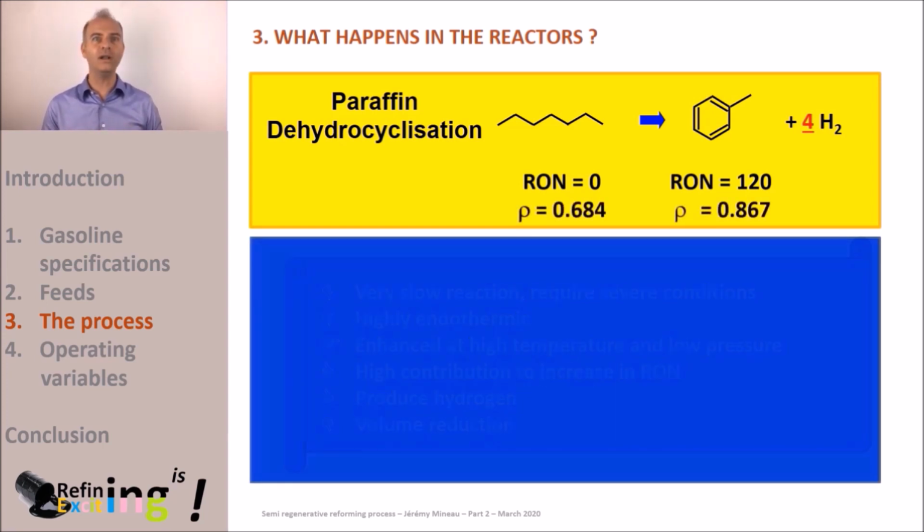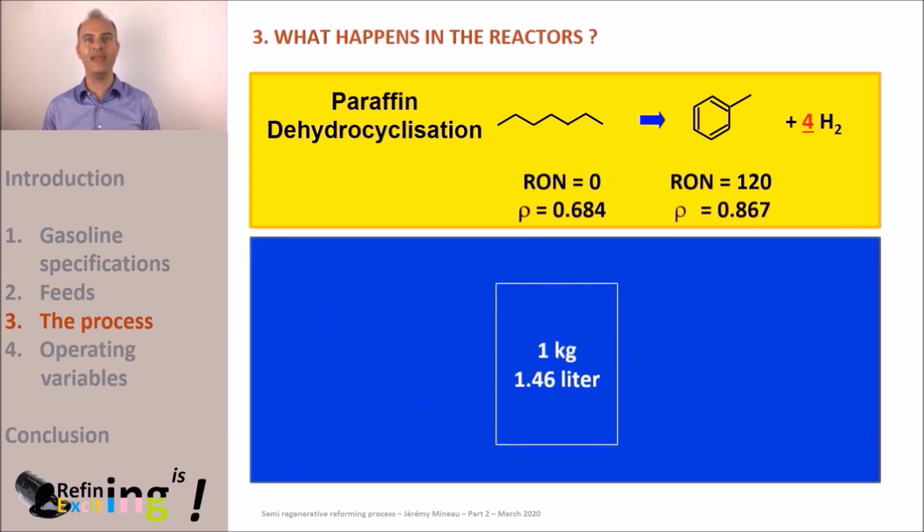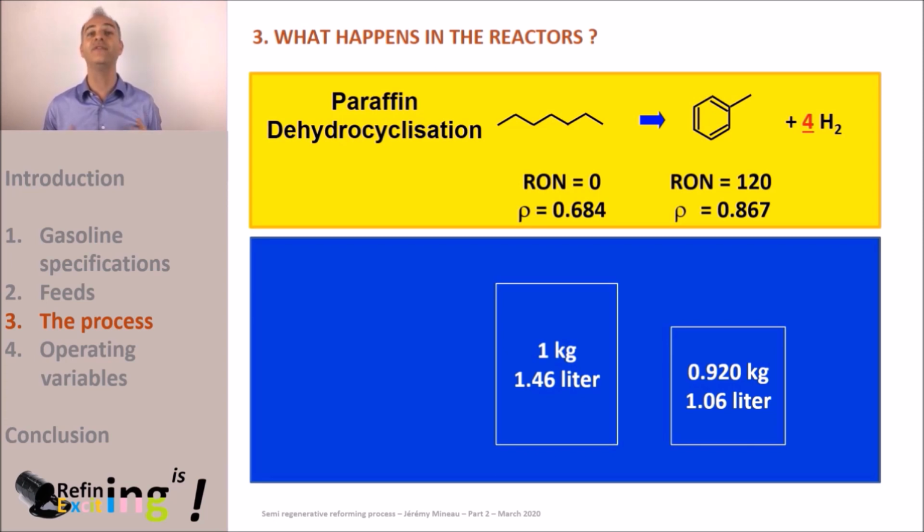For example, 1 kilogram of liquid N-heptane, which represents 1.46 liters at 15 degrees C, will be dehydrocyclized into 0.92 kilograms of toluene, which represents 1.06 liters at 15 degrees C. This is a reduction in volume of approximately 27%. Again, like the previous reaction, this is through reduction of mass and density effect.